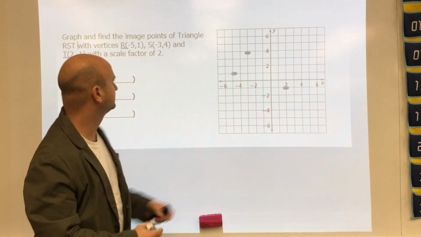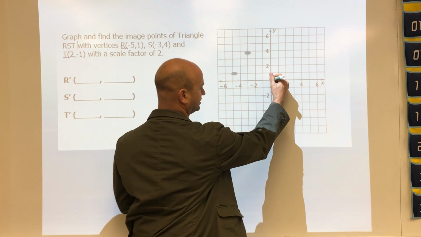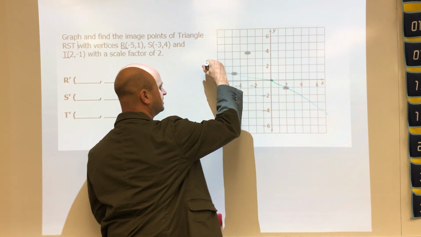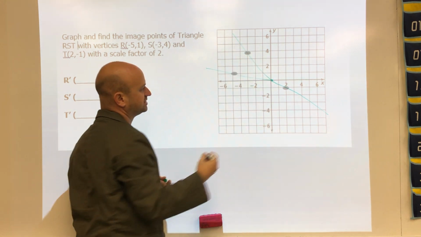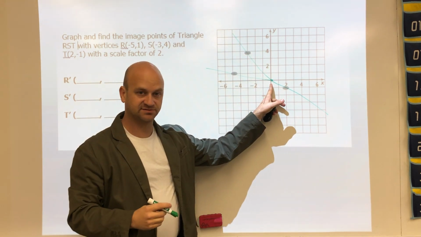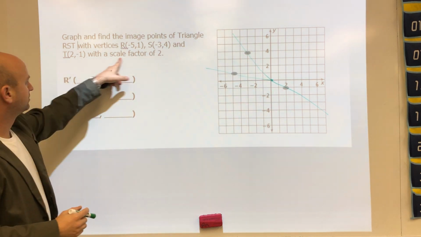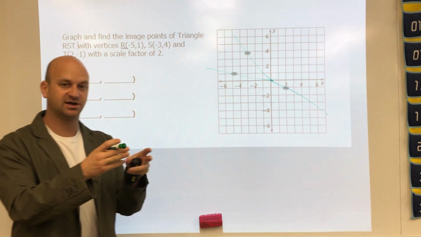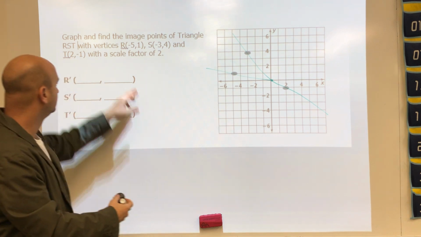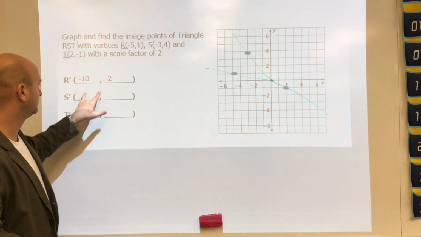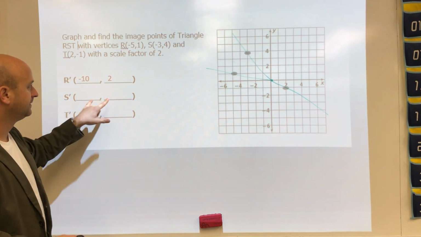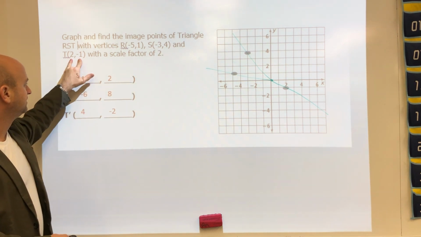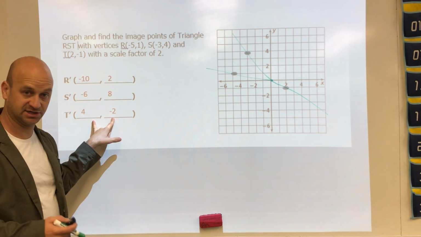So here's a case where we have these 3 points graphed. Okay, so remember we talked about this as the origin is the center of the dilation. Now we're going to have a scale factor of 2. So what we do in this case is multiply the coordinates times 2. So these 2 values times 2 would give you negative 10, 2. These 2 values times 2 would give you negative 6, 8. These 2 values times 2 would give you 4, negative 2.